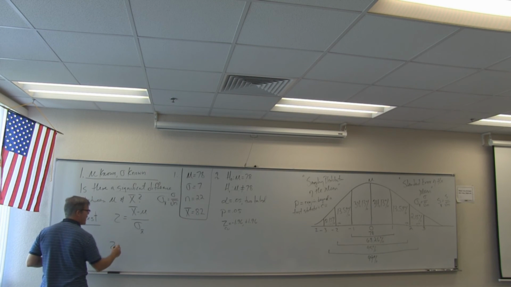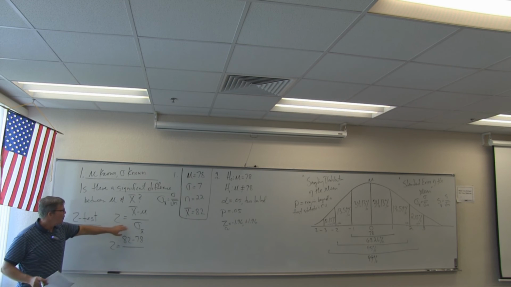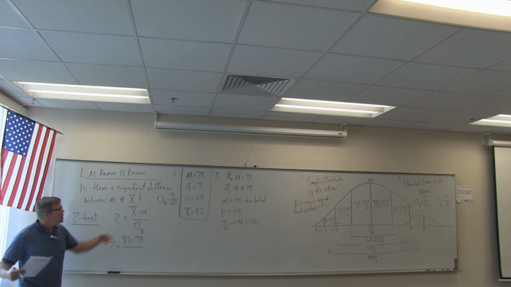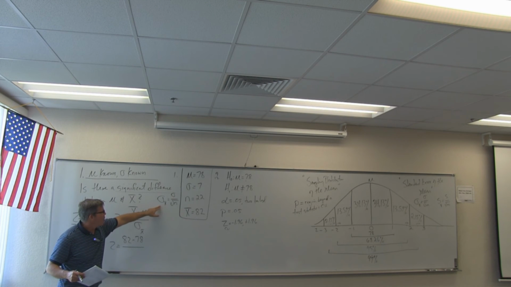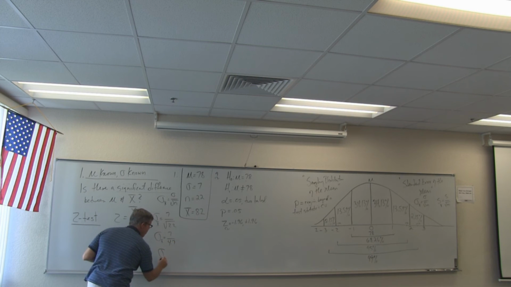Z equals 82 minus 78 divided by our standard error of the mean. This is going to tell us a lot. In fact, we're going to kind of back into this situation. Standard error of the mean, sigma 7 divided by the square root of 22. Square root of 22 is 4.7. Standard error of the mean, in this case, 1.49.